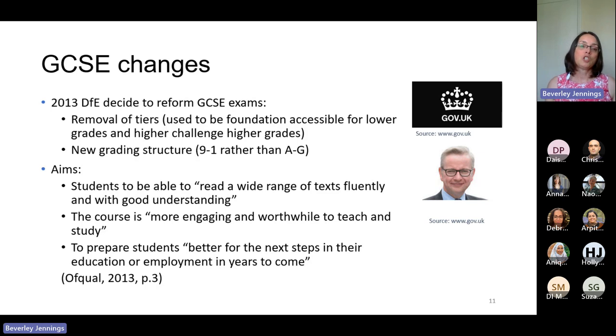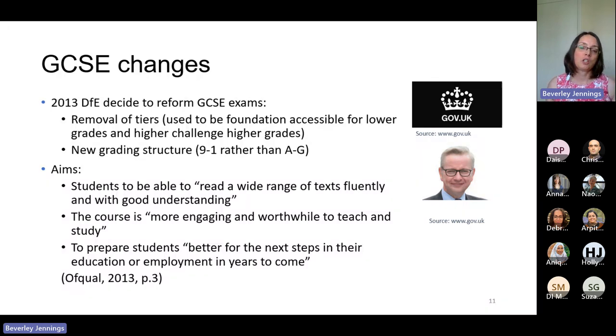So they decided to remove the tiers. You used to be able to enter students for a foundation tier if you were predicting that they were going to get a C or below, and that would give them maybe more accessible text and questions that would allow them to do the best they could. And then there was a higher tier, which would take you to C and upwards. And again, that was designed to enable students to get to the higher grades by giving them higher challenge. But those tiers were removed. So now all students sit exactly the same paper and have to access all the grades from the same questions.